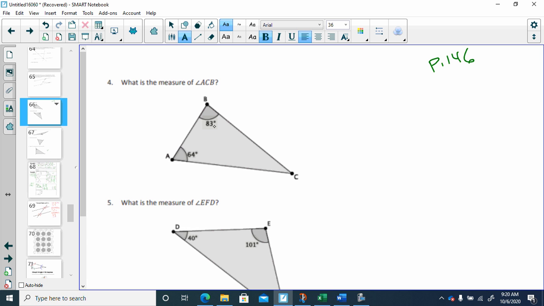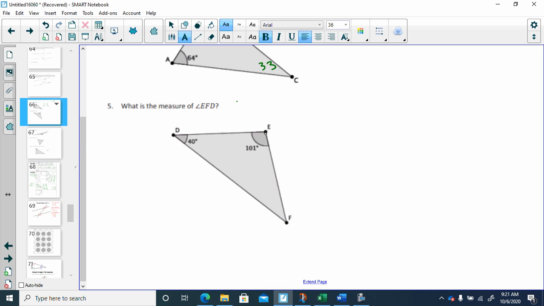You've got three angles here. Add up these two, 83 and 64, okay, in your calculator. That's 147. The three angles add up to 180, so I would subtract 147 from each side, and I get 33. The measure of this angle is 33. To check that, I could add them up. 33 plus 83 plus 64. See if they add to 180, and they do.